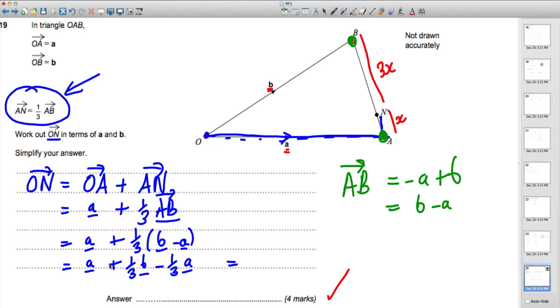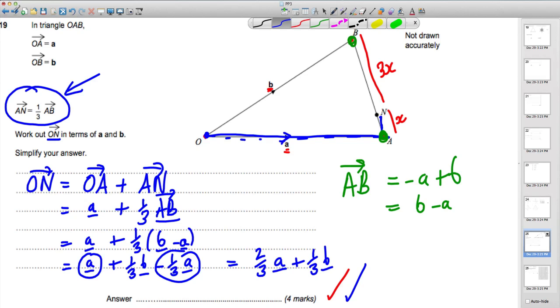Okay? And we're nearly there now. You should write down the page. We've got 1a take away a third a. So 1 of something take away a third of something. So we've got 2/3 of that something, namely a. And we've got plus a third b. So the answer is 2/3 a plus 1/3 b for 4 marks.